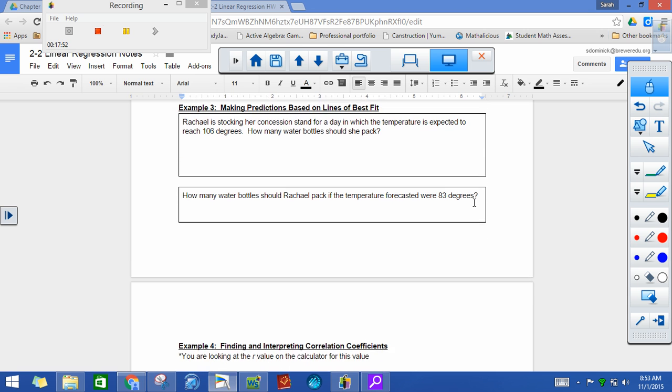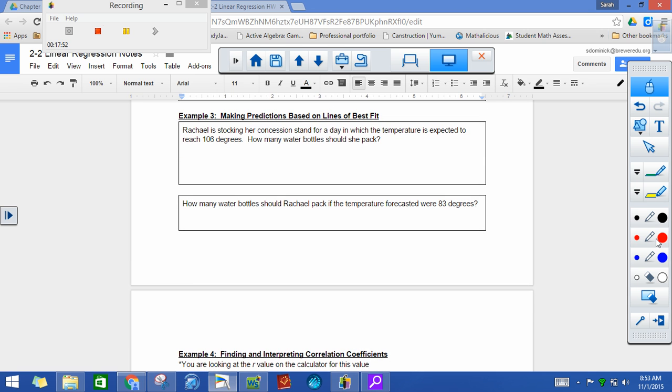Example 3, it's making predictions based on a line of best fit. Honestly, you kind of just did that. So it says Rachel's stocking her concession stand for a day in which the temperature is expected to reach 106. How many bottles of water should she pack? So you still have that original equation.